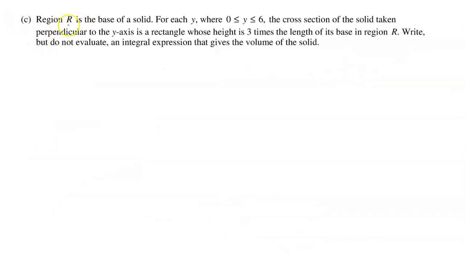Part C, region R is the base of a solid. For each y, where y is between 0 and 6, the cross-section of the solid taken perpendicular to the y-axis is a rectangle whose height is 3 times the length of its base in region R. Write but do not evaluate an integral expression that gives the volume of the solid.